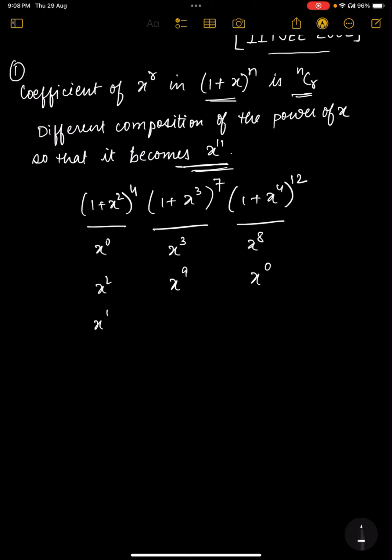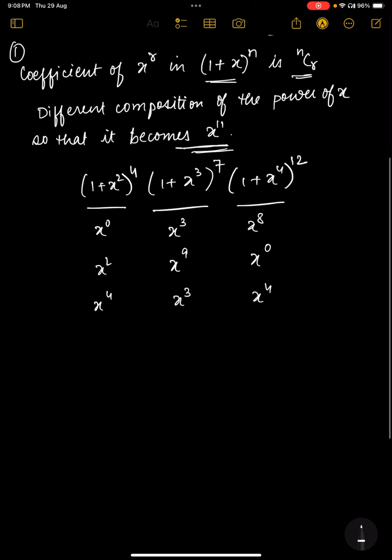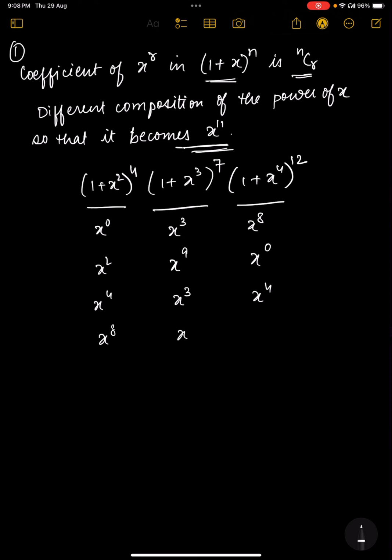Again, what all more combinations are possible? x to the power 4 from the first, x to the power 3 from the second, and x to the power 4 from the third expression. And finally, one more combination which I see is possible is x to the power 8, and then we have x to the power 3 and x to the power 0.